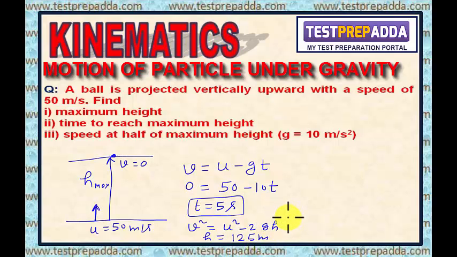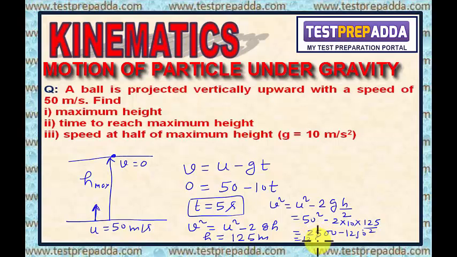Second, we have to find velocity at half the maximum height. So I'll use v square is equal to u square minus 2g. h now will be h by 2, half of the maximum. Here I'll write 50 square minus 2 into 10 into 125 by 2. And finally it comes as 2500 minus 1250, and 1250 is the final. v square is equal to 1250.